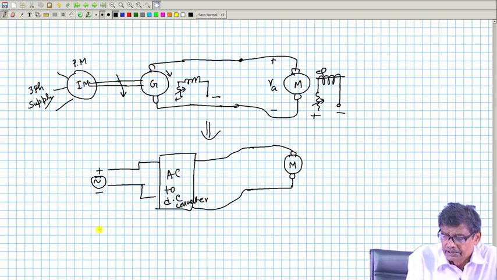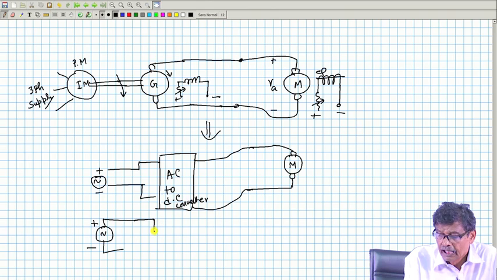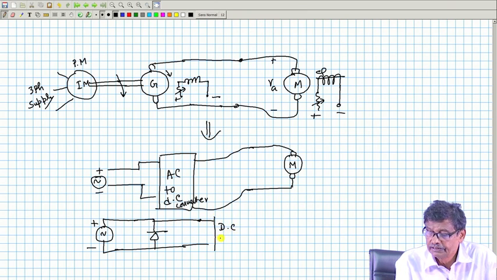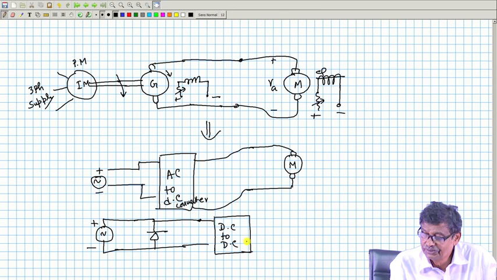In case of DC to DC chopper circuit, what you do? This is the thing, supply plus minus, have a rectifier bridge, diode bridge rectifier, fixed DC voltage you will get from the output, and then DC to DC chopper, DC to DC converter, and motor field is separately excited, of course.